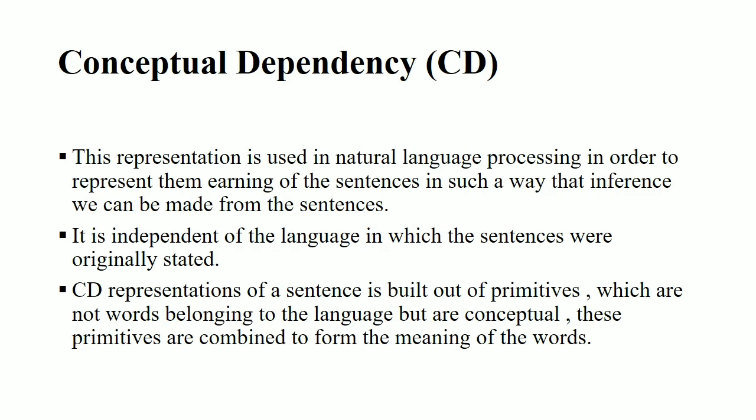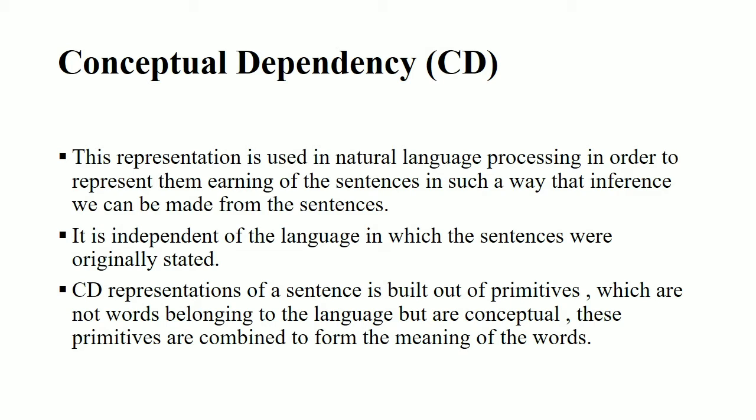Next, the last one is the conceptual dependencies. This representation is used in natural language processing in order to represent or specify the sentences in English, right? It is independent of the language in which the sentences were originally stated. The sentences may be from the English language, but it doesn't depend upon the language or grammar; it is about how to represent the knowledge in a different way. That is the conceptual dependency. So whatever sentences you give, it is independent of that language.